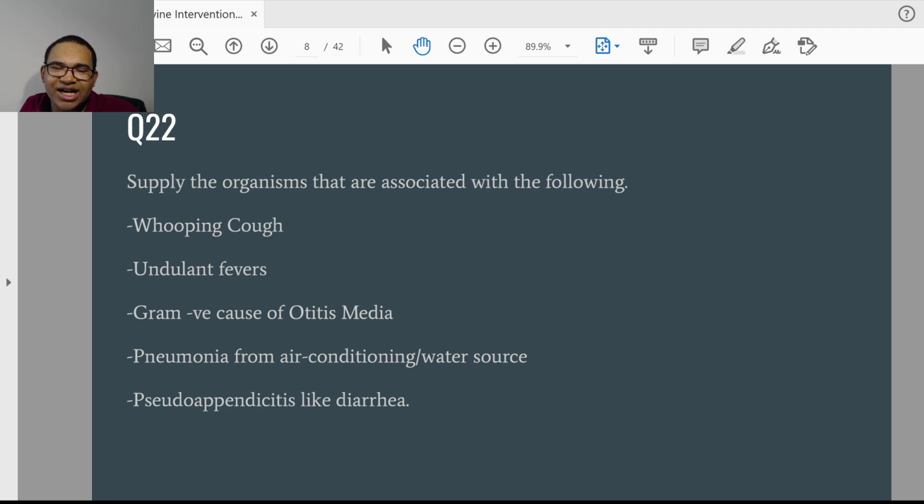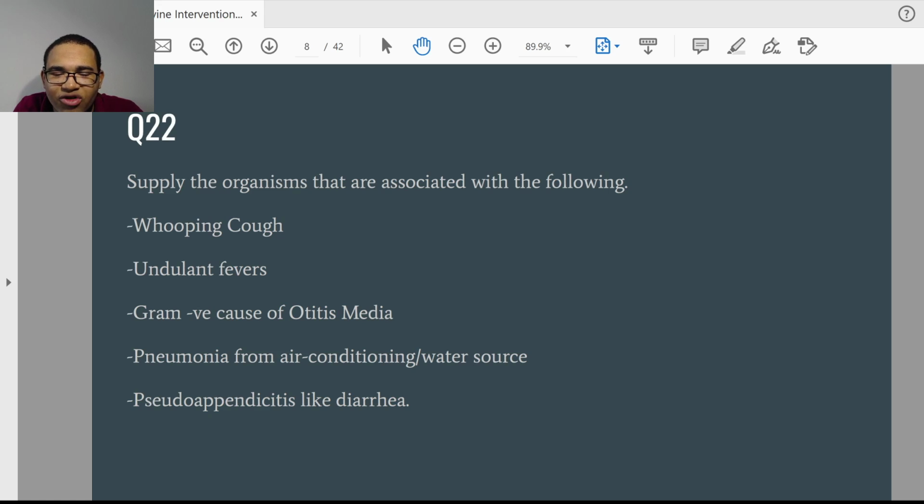Now, if a person has undulant fevers, right? So what are you thinking about? Undulant fevers. That's brucellosis, right? That's Brucella. And then what's the gram-negative cause of otitis media? Don't say strep pneumo. Strep pneumo is gram-positive. So what are you thinking about here? That'll be Moraxella catarrhalis, right? That'll be Moraxella catarrhalis, okay?